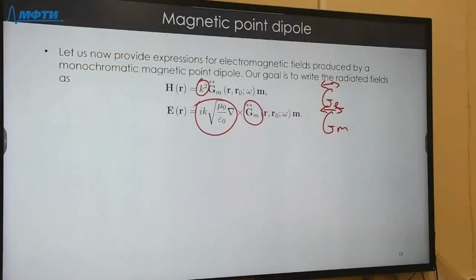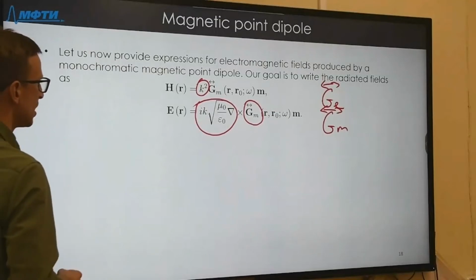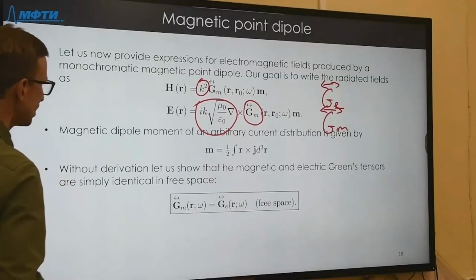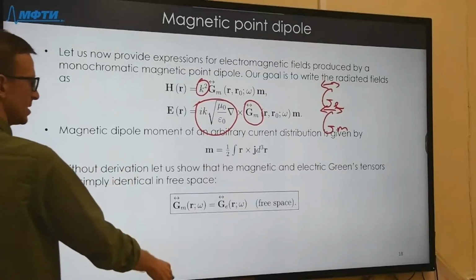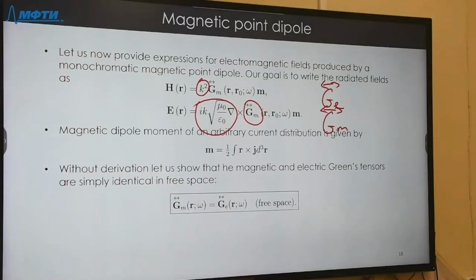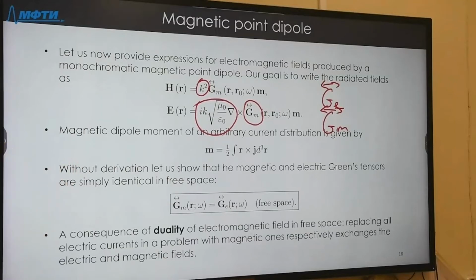You can find the derivation in Jackson, in Landau. I'm not going to do this tedious exercise right now, but if you perform the exercise, you're going to find that in free space, the magnetic Green tensor and the electric Green tensor are identical. They are the same. And if you think about it, it makes perfect sense. It is a simple consequence of the duality of the electromagnetic field in free space.